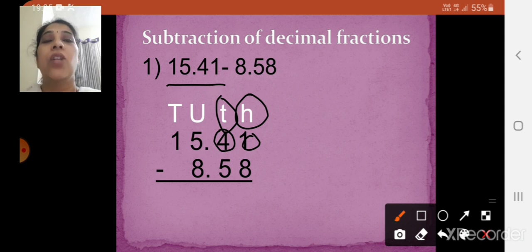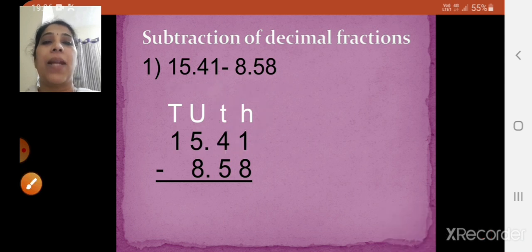Now before the decimal point, which numbers are there? 15, 1, 5. So that you are going to do as per your normal numbers, right? 5 in the units place, so I have written capital U, and 1 in the tens place, so capital T. Same way you will do for 8.58 also. After the decimal point, which numbers are there? 5 and 8, right? So 5 will be in the tenths place and 8 will be in the hundredths place, right? And before the decimal point, which number is there? 8. So 8 will be in the units place.